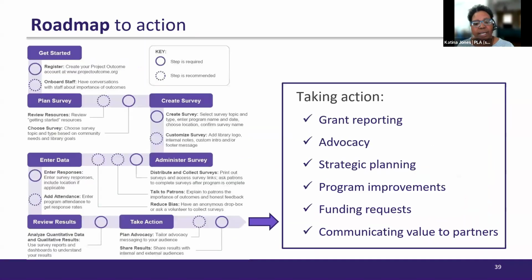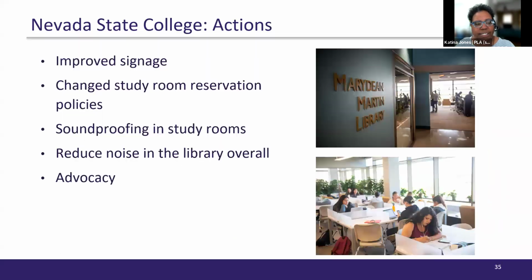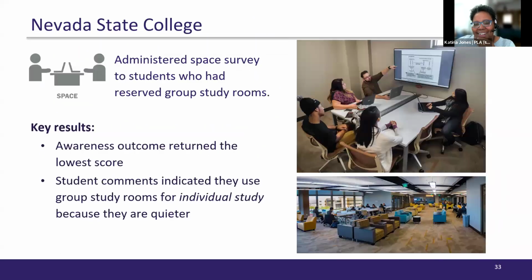Use of the library space increased significantly after the move to the digital collection, but until using the Project Outcomes Space Survey, they had no way to measure the impact of this digital library on students.